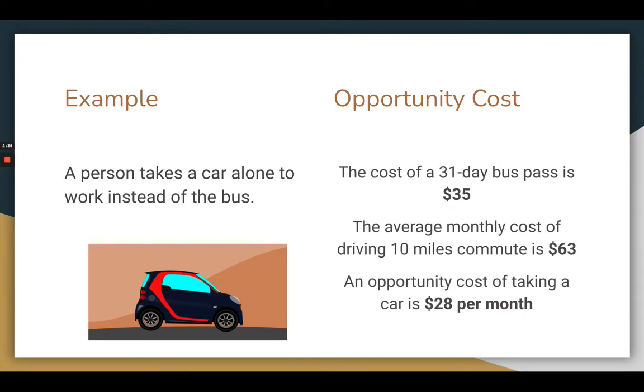One of the opportunity costs here is $28 per month. And that is taking a look at the price of a bus pass versus the average cost of driving a 10-mile commute. Now, this is an interesting one because if the person's circumstances changed, let's say that they lived 5 miles away from their work instead of 10, the average monthly cost of gas would change. And therefore, maybe the opportunity cost here would vary and might inform different decision making on this person's part.